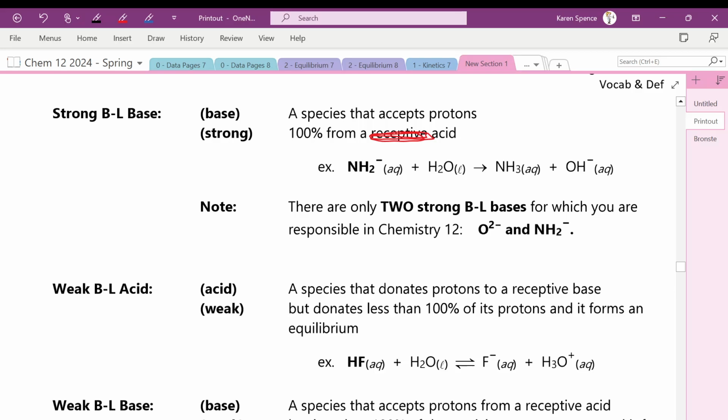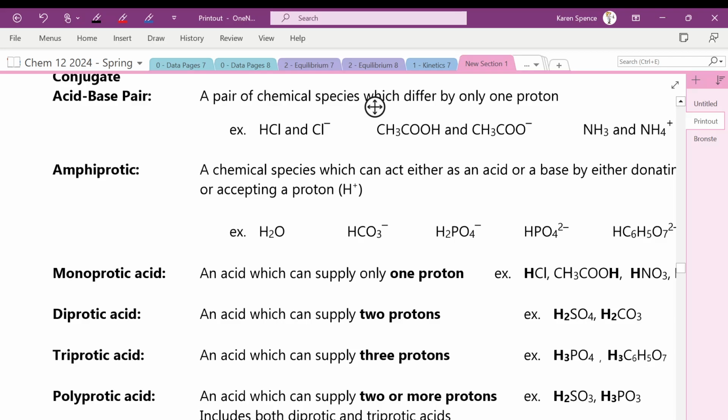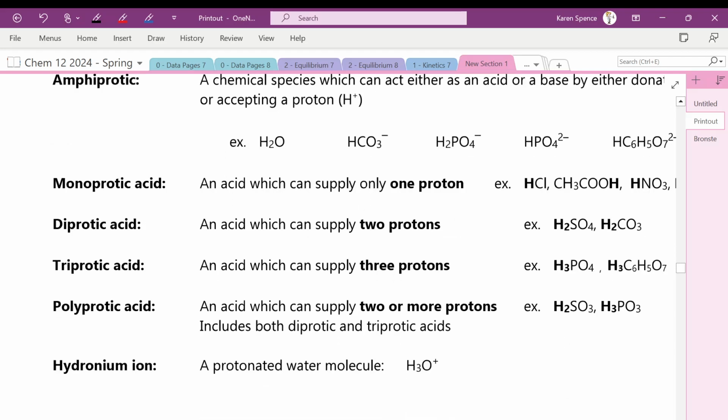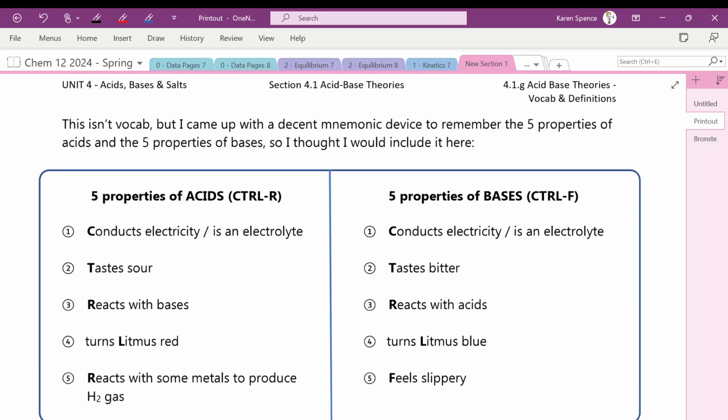And we're going to do the same thing for a weak Bronsted-Lowry base down here. A species that accepts protons from just an acid, okay? Because receptive acid doesn't make any sense. Conjugate acid-base pair, amphiprotic. Are you familiar with the terms monoprotic, diprotic, triprotic, polyprotic, the hydronium ion? Any questions? No? Okay. We've not talked about this, but this was in Hebden.